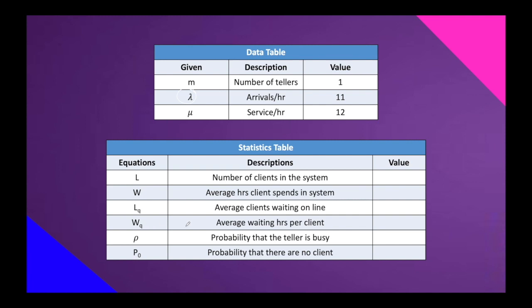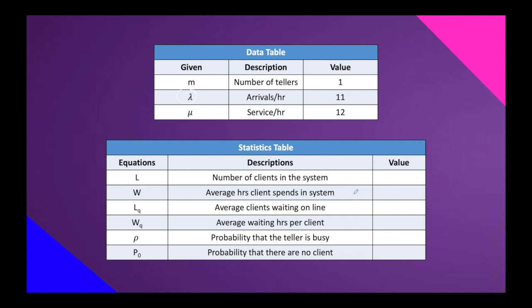Q stands for waiting, or Q stands for pila. The probability that the teller is busy is represented by rho, and the probability that there are no clients is represented by P sub 0. We don't have the values yet because that is what we're going to solve for, so we can have the answers to the questions stated in the problem in the last part.